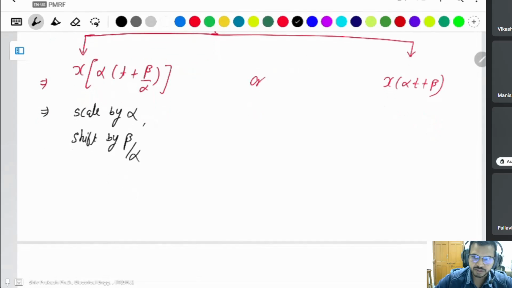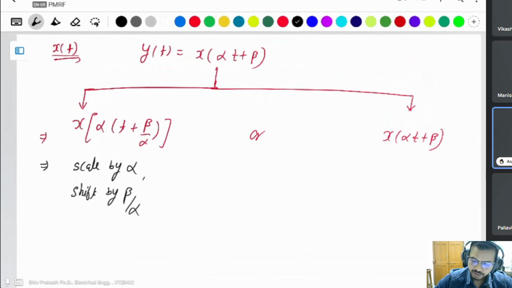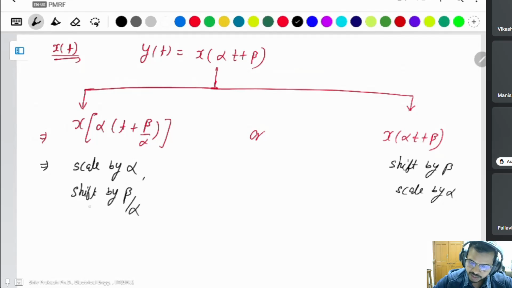Sir, is there any sequence regarding scale and shifting and reverse? Is there any sequence? You can apply first scale, then shift, or you can shift first, then scale. You have both conditions. You can do both things. There is no restriction on your side.